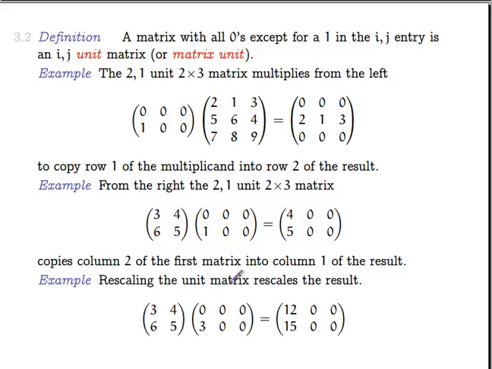Now, if we rescale the unit matrix, we'll just multiply all of the entries of the result by the scale. So we multiplied the unit matrix here by 3, and this result is also multiplied by 3 compared to this result.